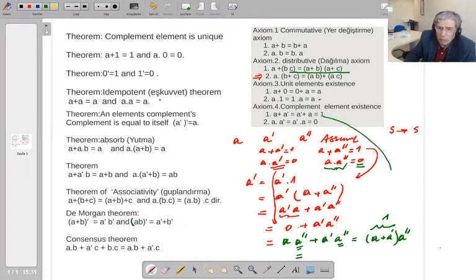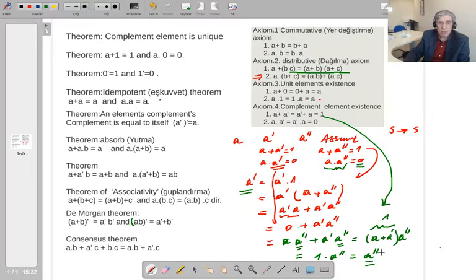So that's the one. So this becomes 1 times A double prime. 1 multiplied with any element gives this element, isn't it? Here you are. If I use this axiom, it's going to be A double prime. So at the beginning I had this A prime. At the end I showed that A prime is equal to A double prime.